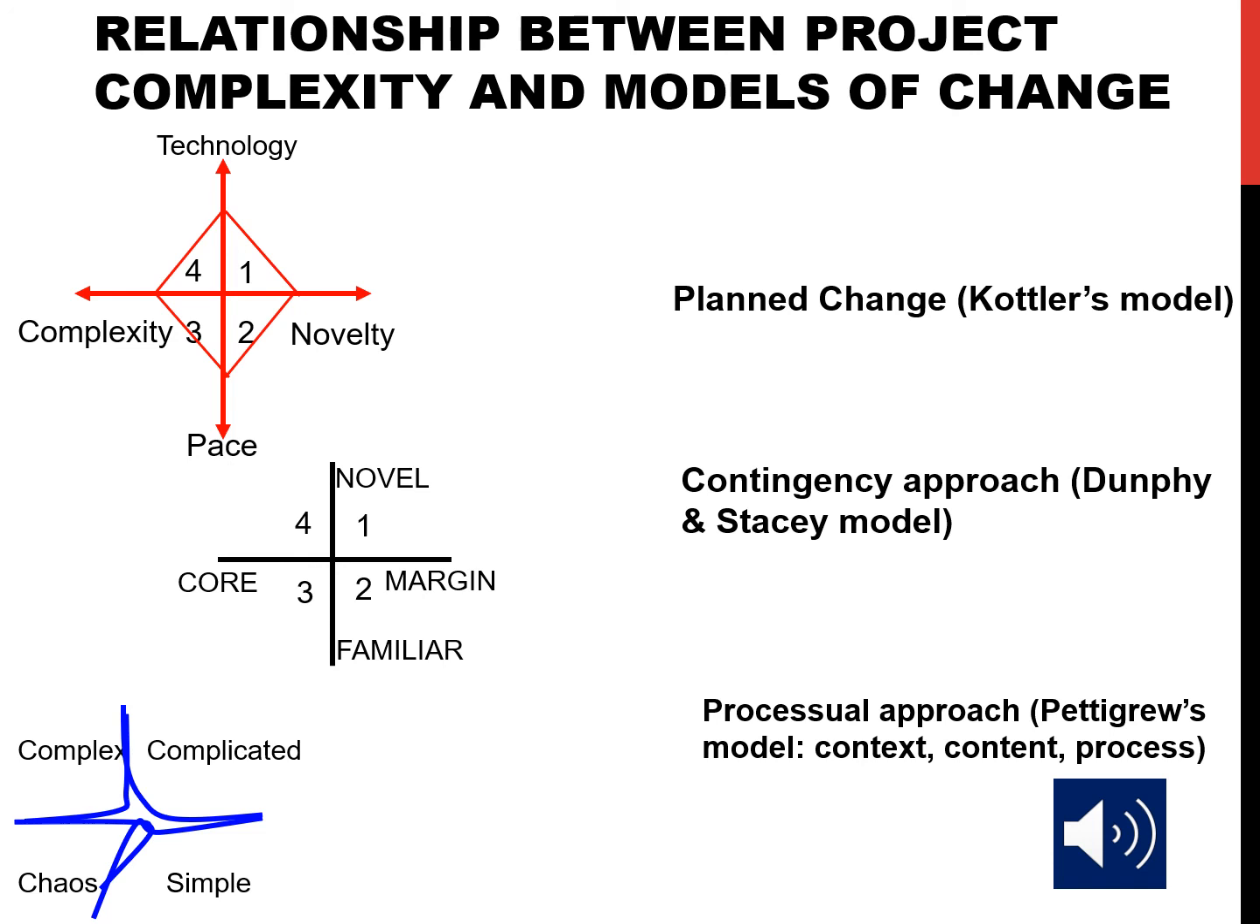So, as you can see, I cannot give you a recipe on which model of change to use for which type of complexity of a project. Really, you need to define by yourself depending on the specific situation of your specific project. First, you need to select which of these models of change will be useful for you between Kotler's model, Dunphy and Stacey, and the processual approach, and you need to match that with the models of project uncertainty and project complexity that you are using.